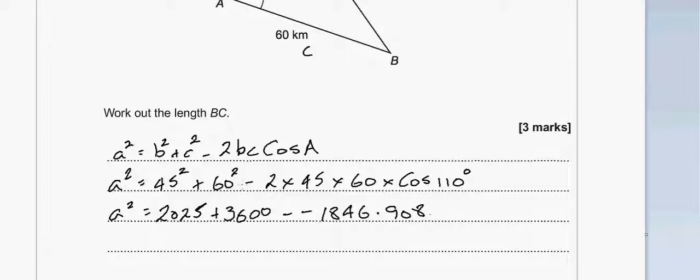Okay, so it says take away whatever the result of that is. Now the result of that is minus that, so we've got to take that away. So two minuses make a plus. Okay, so we have a squared equals 2025 plus 3600 plus 1846.908 equals, so I get 7,471.908.